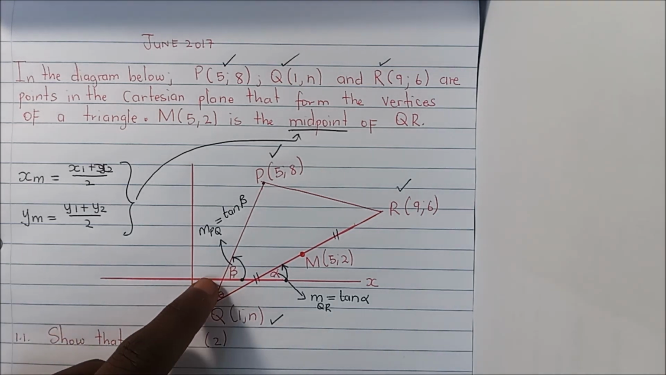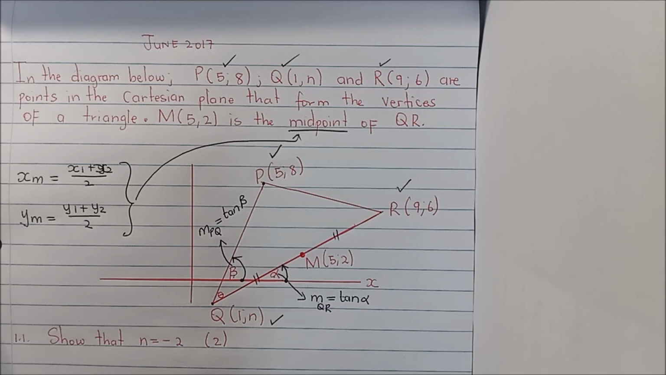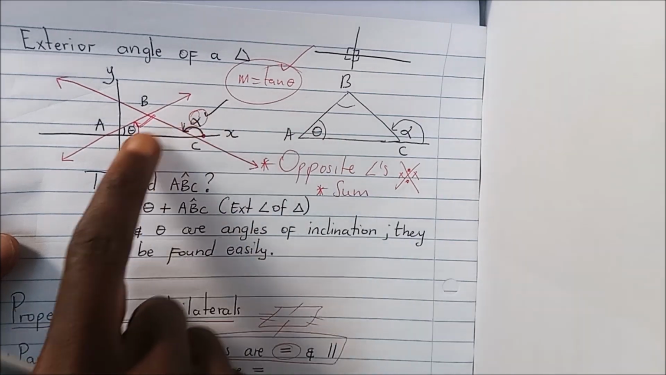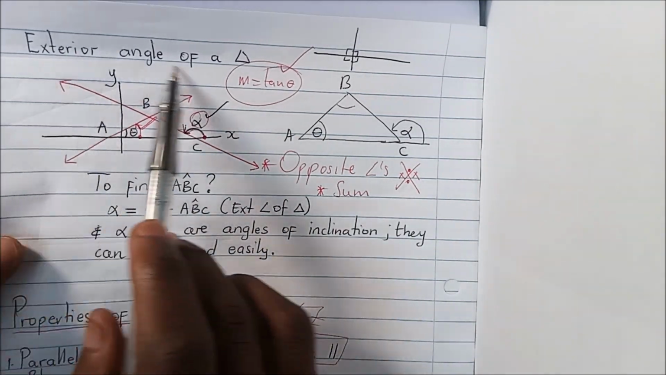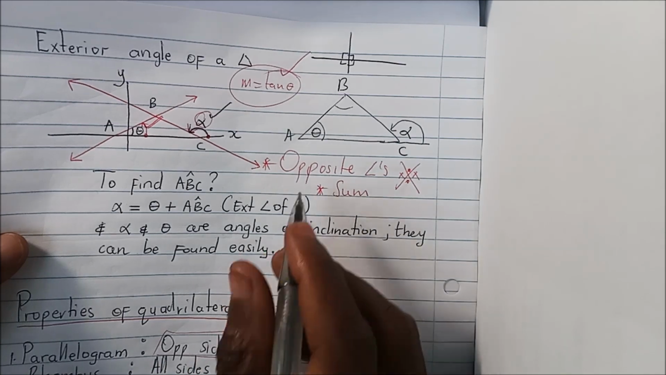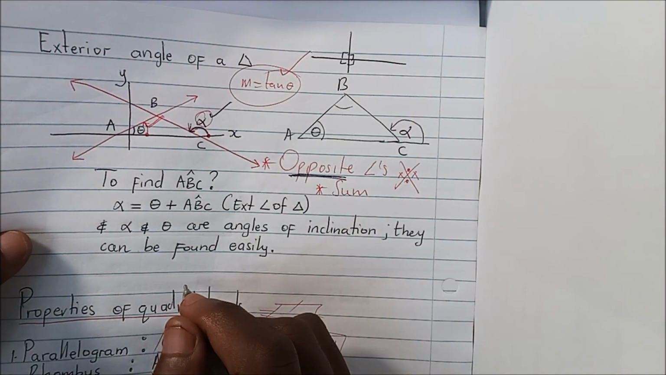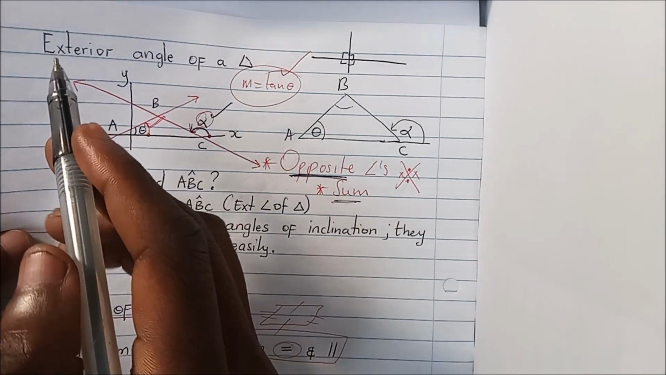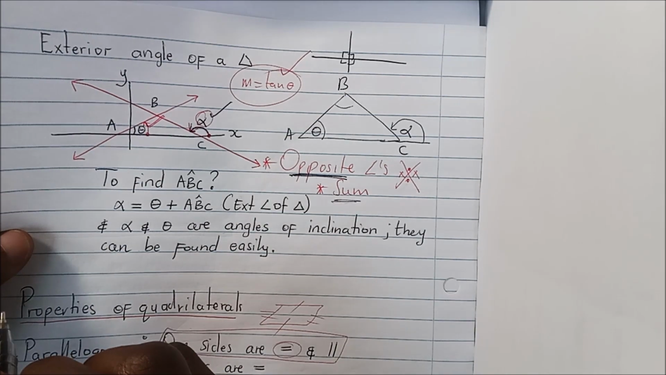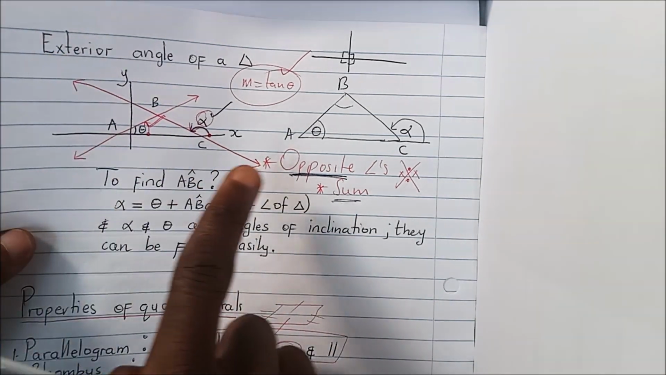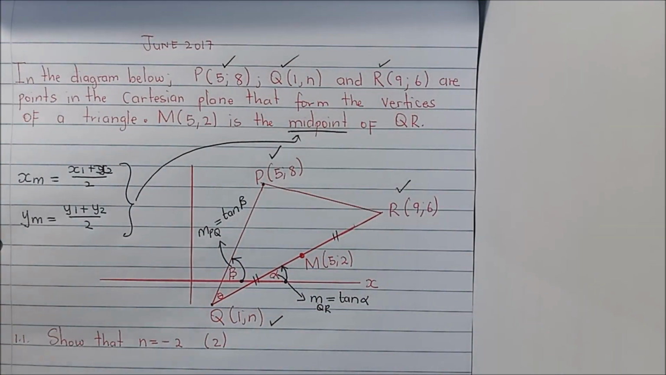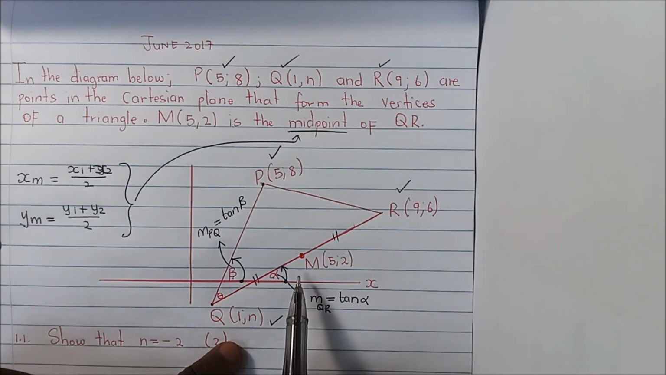Now let's look at theta. Theta is not an inclination, but using geometry and analytical methods, we can find that angle. Remember, if an angle is not an angle of inclination, we can find it using opposite angles, sum of angles of a triangle, and exterior angle of a triangle. So we need to check whether we use exterior, opposite, or sum to manipulate theta to be able to find theta. Okay, let's try to put information again.